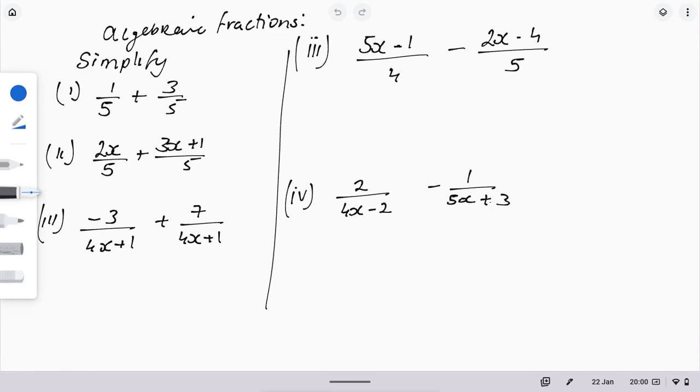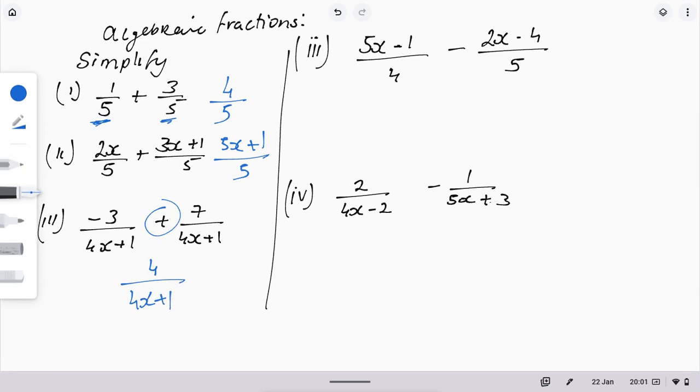So when you're adding or subtracting fractions, the denominator must be the same. So the bit in the bottom of the fraction. So say if I had 1/5 plus 3/5, that gives me 4/5. Same thing here, if my denominator is the same, I just add the top line. So 2x and 3x gives me 5x. Got my plus 1 all over 5. And it makes no difference if it's in algebra form. If my denominator is the same, I just work in the top line. I add or subtract depending on what sign's in between. So minus 3 plus 7 is 4 over 4x plus 1.